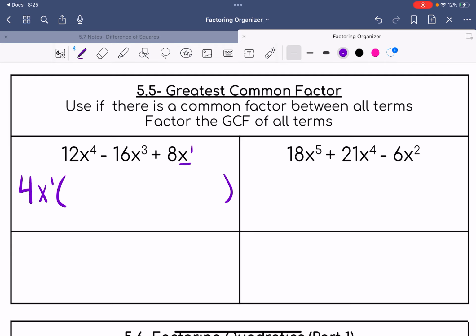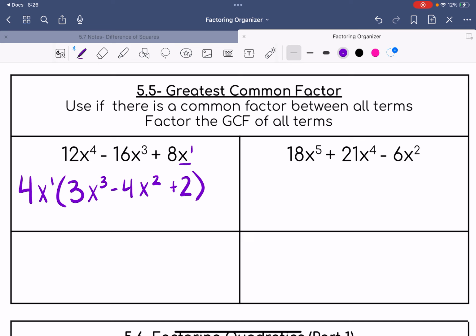Now we are going to divide all of our coefficients. So 12 divided by 4 is 3. We subtract our exponents. 4 minus 1 is 3. And then we keep going with that. We divide our coefficients. Negative 16 divided by 4 is negative 4. And we subtract our exponents. 3 minus 1 is 2. And then 8 divided by 4 is 2. And we subtract our exponents. x to the first, 1 minus 1 is none. We factor that x to the first out all the way. I'm going to scoot that parentheses over. So that is our fully factored form.